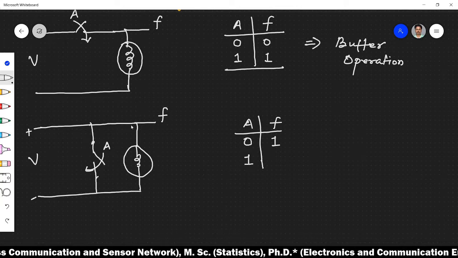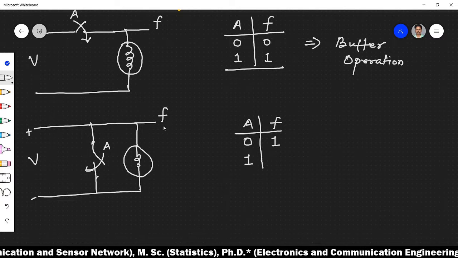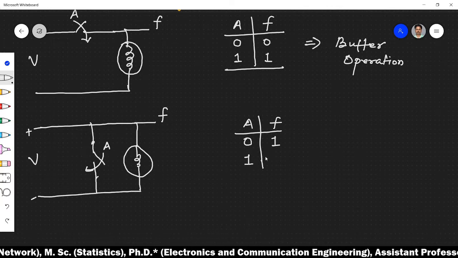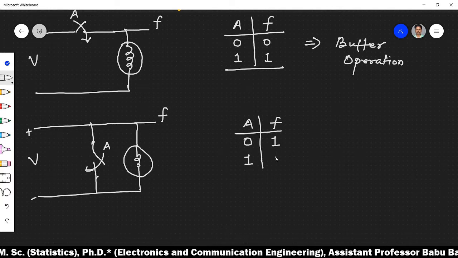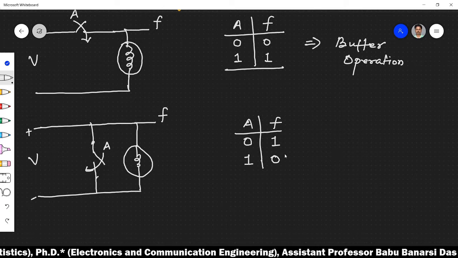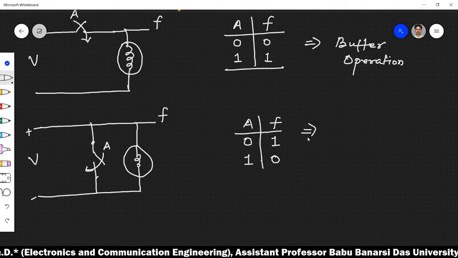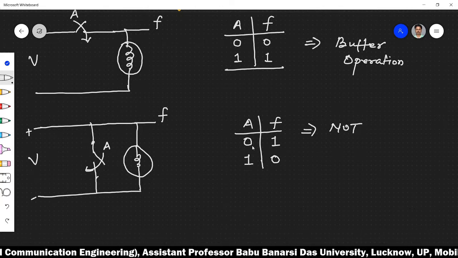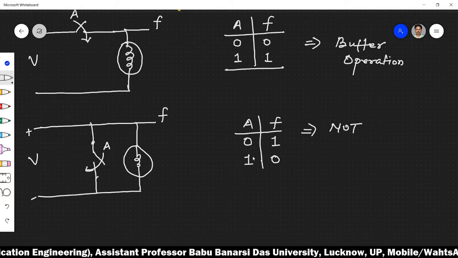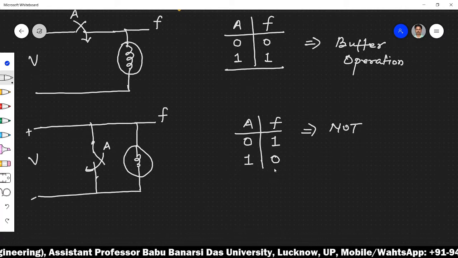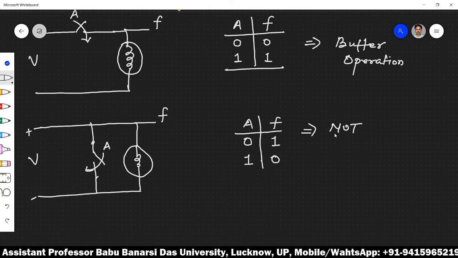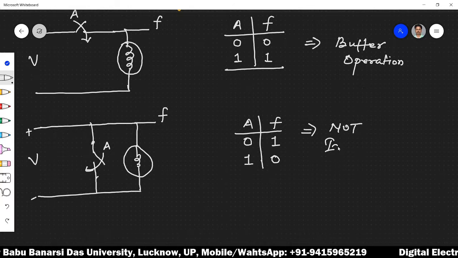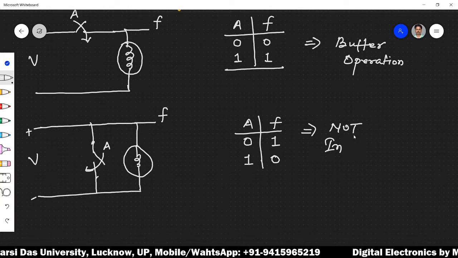And of course the function f reflects only whether the bulb glows. So we can write that when the switch A is closed, the output function f will be 0. Interestingly, this operation is equivalent to your NOT operation, because if you supply 0 you will get 1, and if you supply 1 then you will get 0. So this is equivalent to the NOT operation, which can also be known as the inverter operation.